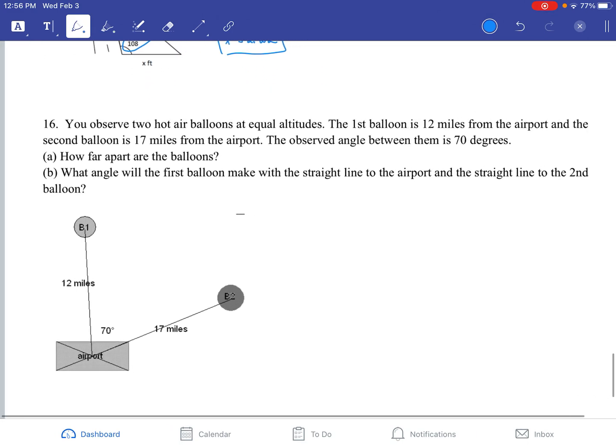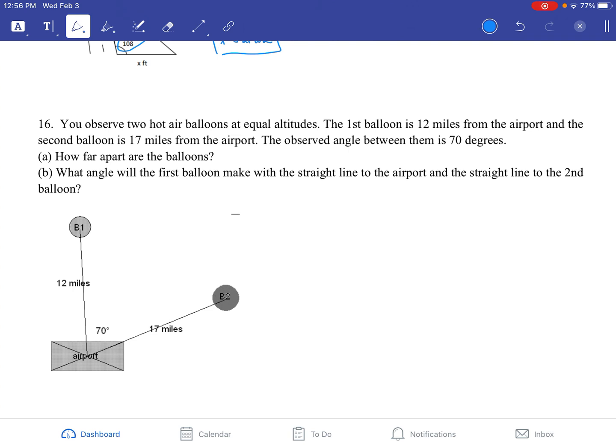Lastly, there are going to be 2 questions for this. You observe 2 hot air balloons at equal altitudes. The first balloon is 12 miles from the airport, and the second balloon is 17 miles from the airport. The observed angle between them is 70 degrees. So that's what we have. How far apart are the balloons? So we want to know this distance.